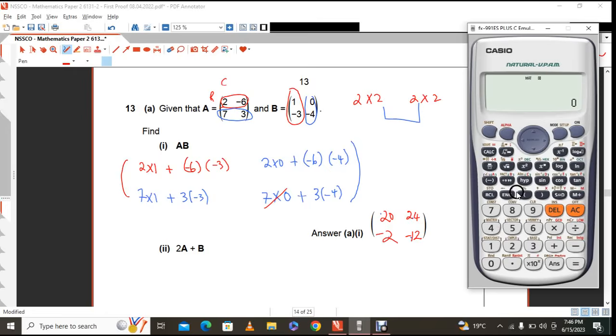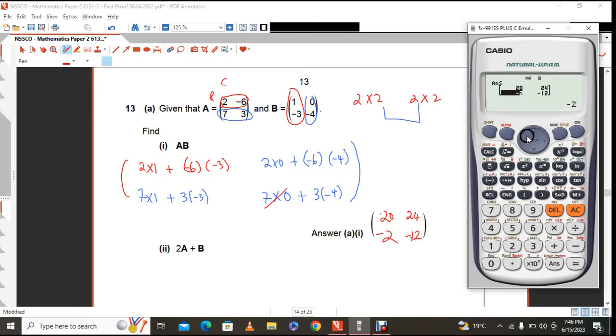Okay, I can actually clear that, but it's in the calculator. So what I'm going to do now is go to setup, and I'm going to say shift 4 to bring out the matrix. So I'm going to have matrix A, which in this case is 3, multiplied by, shift 4 again, matrix B, which is that. So my answer, you'll see, is 20, the first element, 24, negative 2, and negative 12.